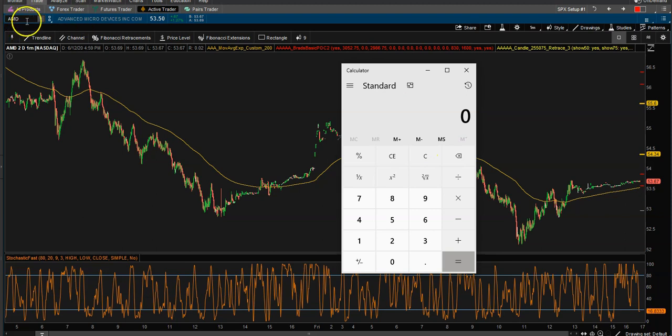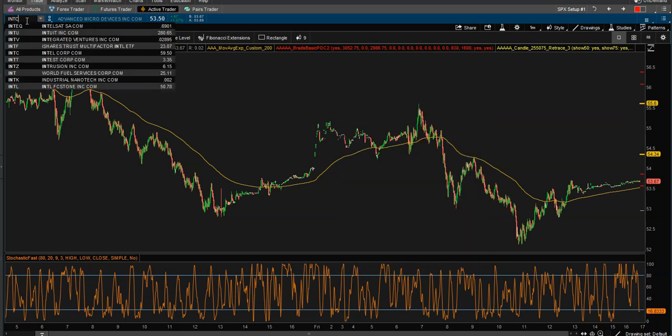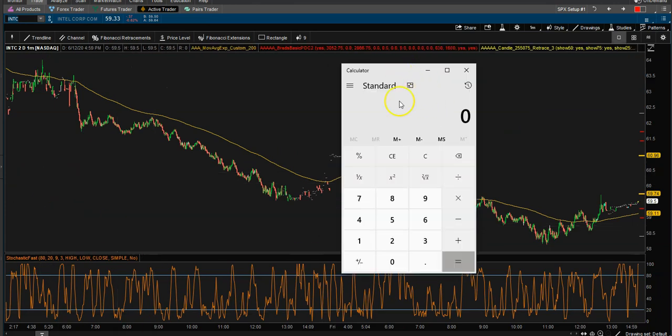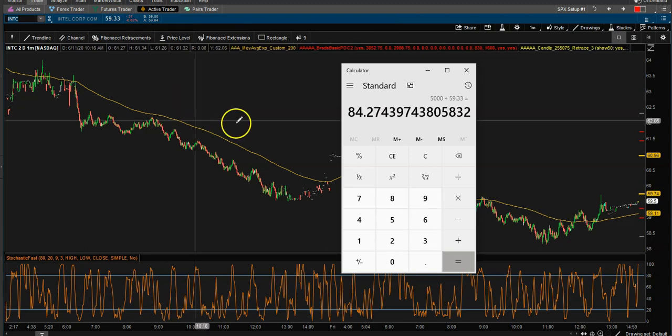I have AMD up, okay, and well here, let's go Intel first, and let's say we want to invest $5,000 in each one. So we're going to go $5,000 divided by the price of Intel, 59.33, and that's going to give us about, round this up or down, about 84 shares of Intel, because if I go 84 times 59.33, we're going to come out with $5,000. Okay, so we know we need 84 shares of Intel to be long.